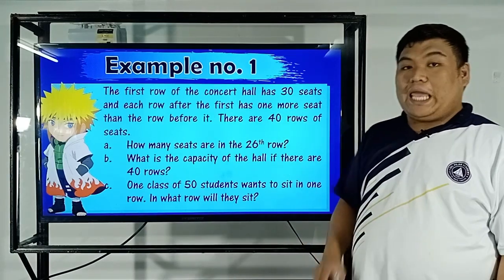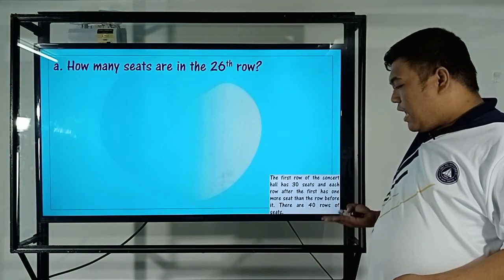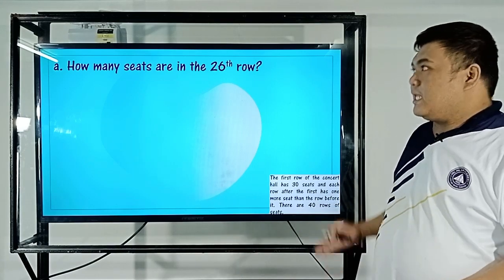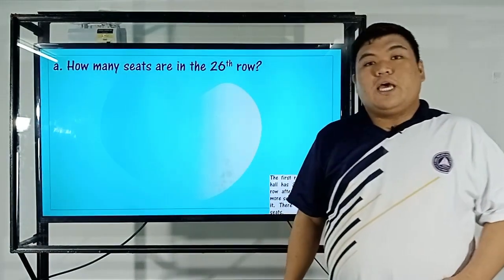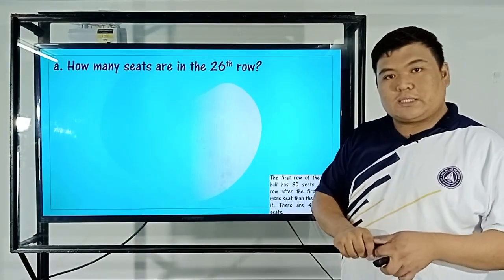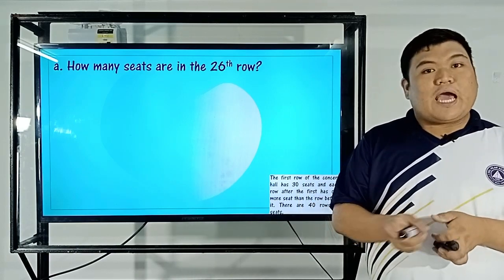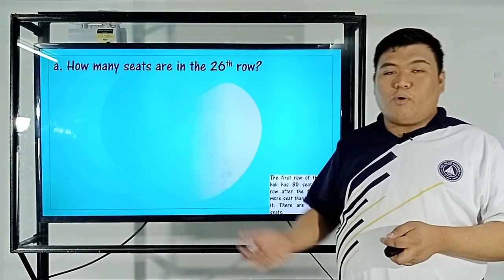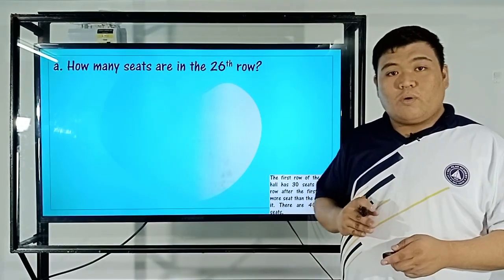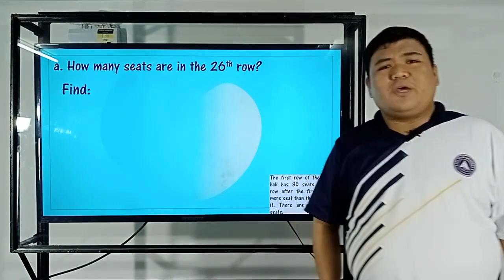Okay, let's have letter A first. Let us analyze that question. Again, I have here the copy of the problem para pwede nating balikan if ever kailangan. Now, for letter A, the question is, how many seats are in the 26th row? Hinahanap po natin, kung sa first row daw niya ay merong 30 seats or 30 na upuan, pag nakarating kaya tayo sa pang 26 na row, ilang upuan yung meron? So, find. Ano yung hinahanap?